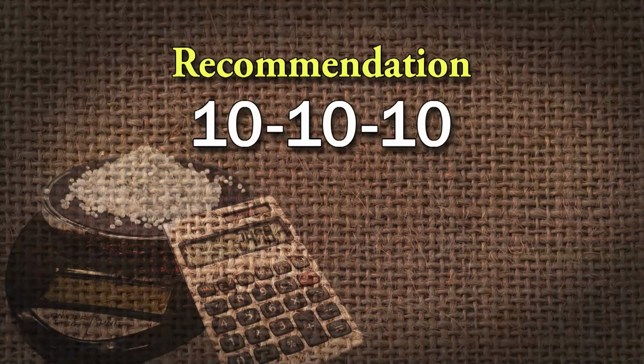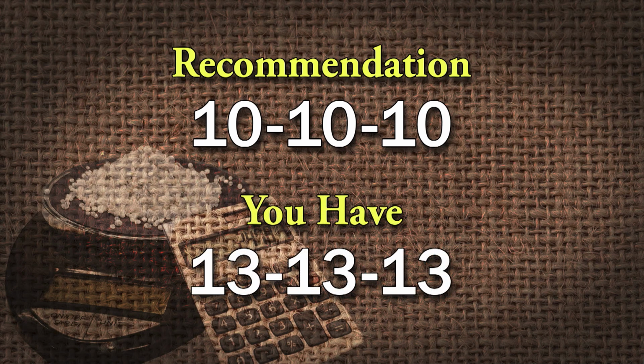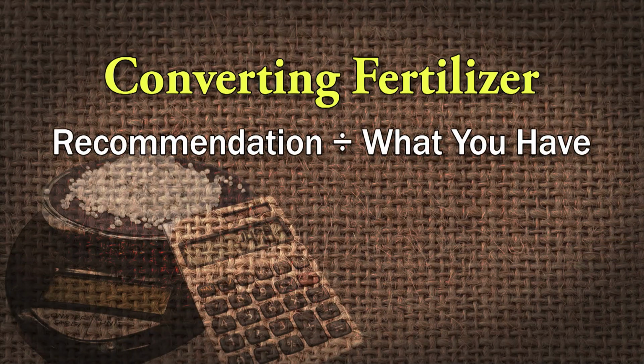Potassium sulfate. So let's get to the math. Oh boy. So let's say that the soil test recommends 1 pound of 10-10-10 per 100 square feet. But you go to your garage, you find out you only have 13-13-13. Don't go to the store and buy another bag of 10-10-10. You don't need to. We can just do the conversions. So what you do is you do what is recommended divided by what you have.